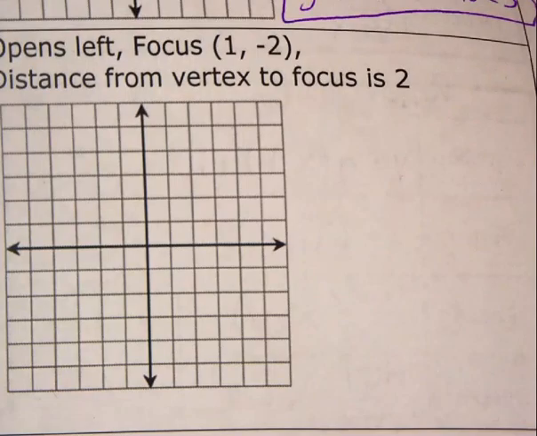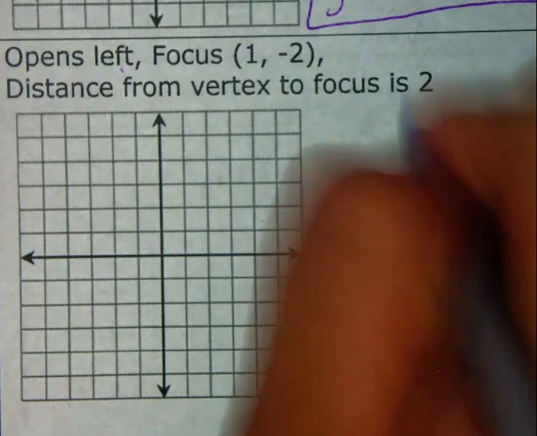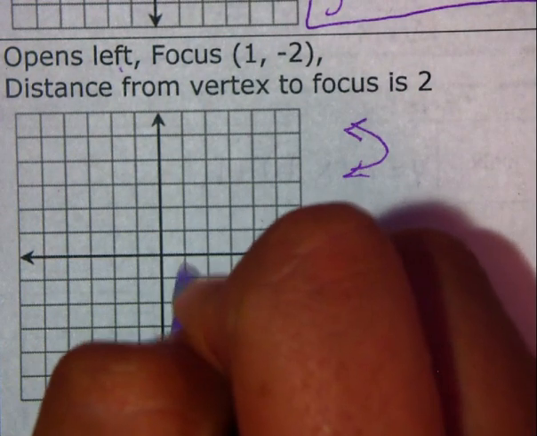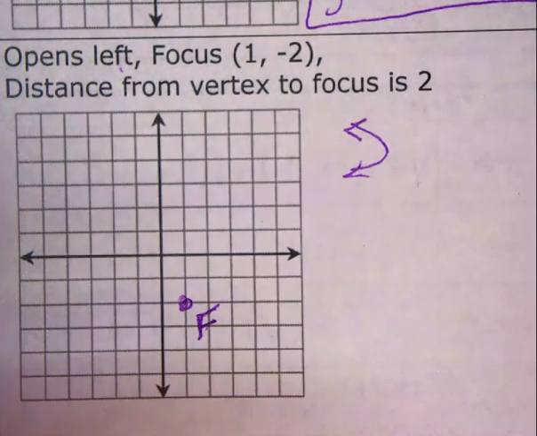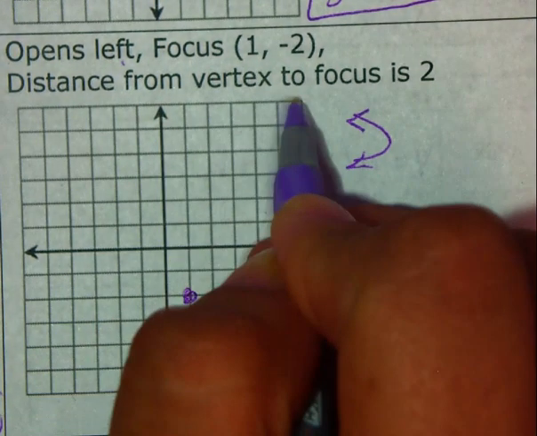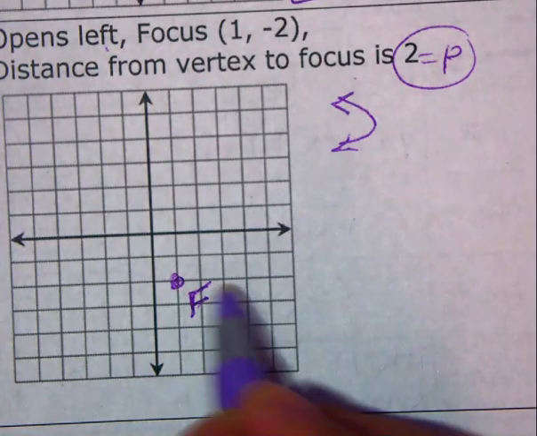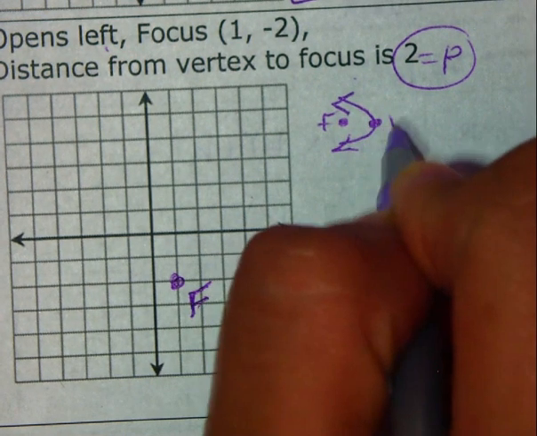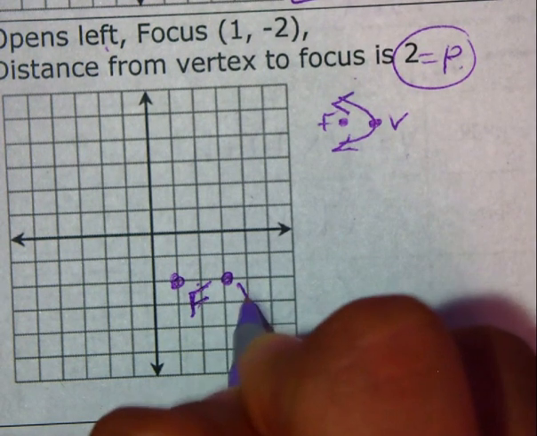All right, last example together. So this graph is going to open left. It's going to have a focus at (1, -2). And it's going to have a distance from vertex to focus of 2. So that's the p-value. If it opens left, the focus has to be on the inside, the vertex has to be on this side, and it has a p-value of 2, so we're going to go 2 spaces to the right, and here's your vertex.